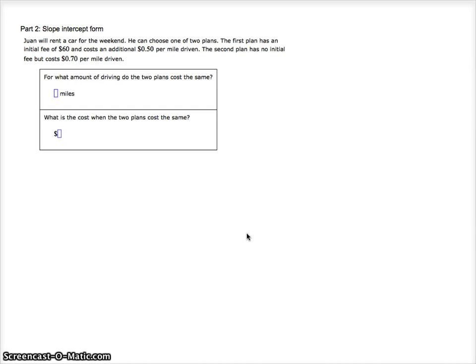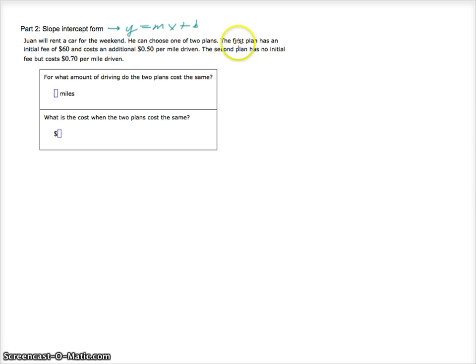Hello, welcome to Systems of Equations Applications Part 2, Slope-Intercept Form. This means that we're going to be setting up equations in the form y equals mx plus b. We're going to have a rate, we're going to have a constant value, and then we're going to be looking for the total.